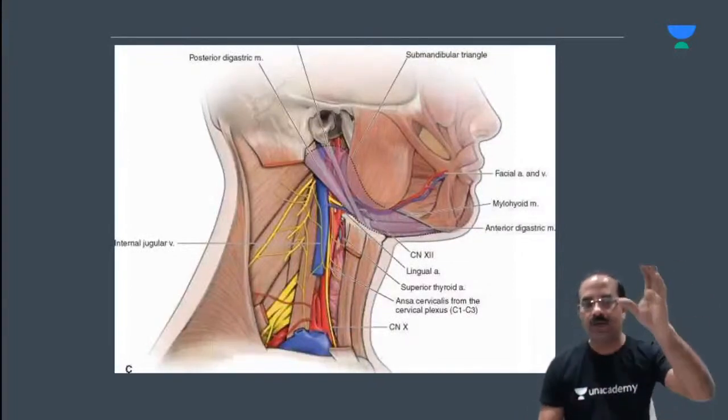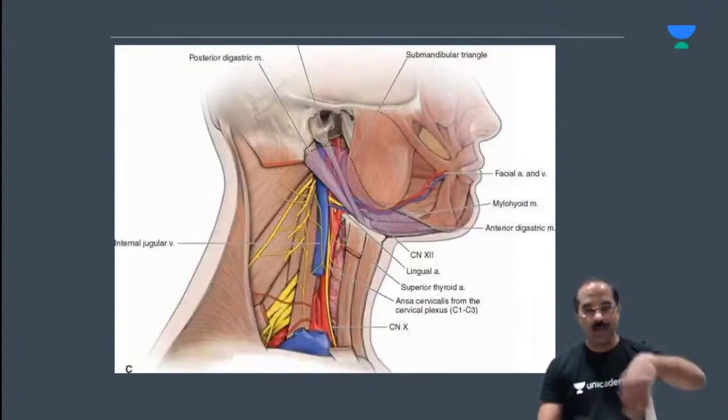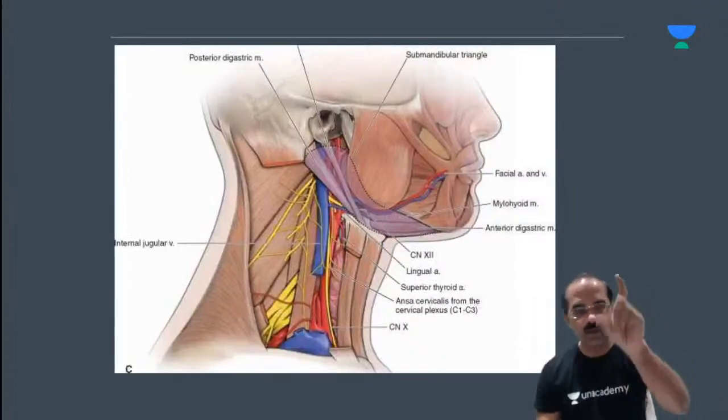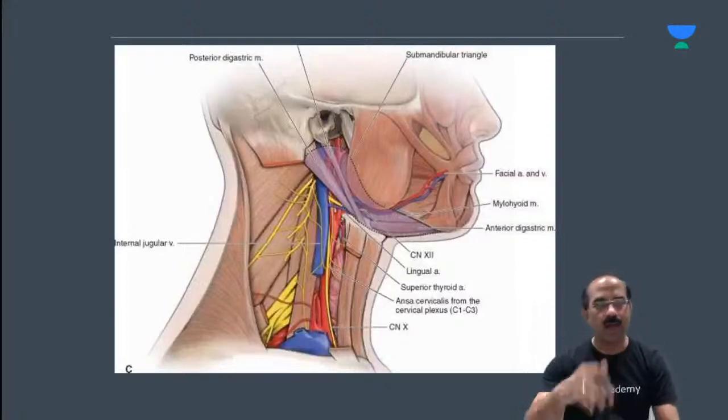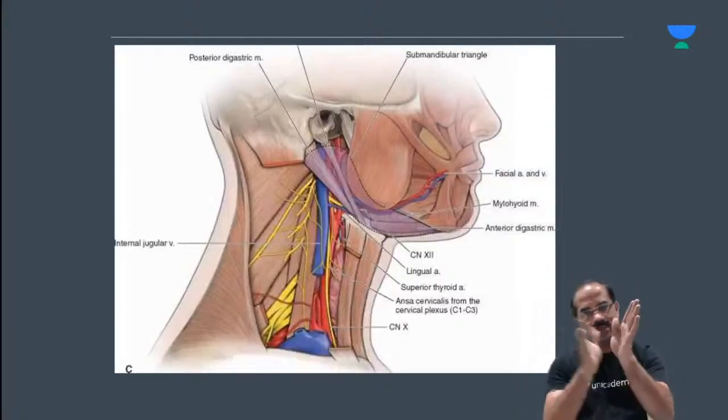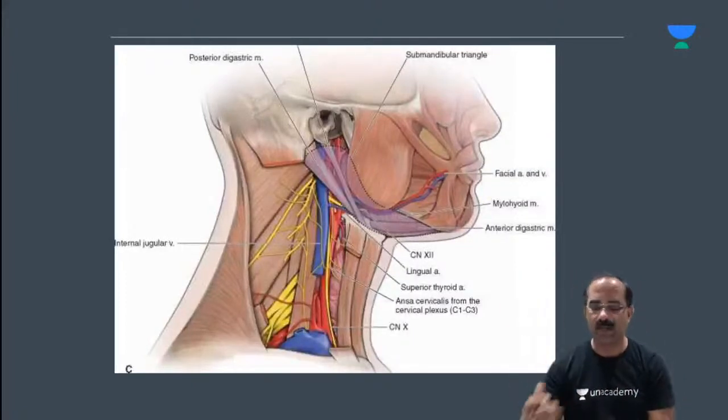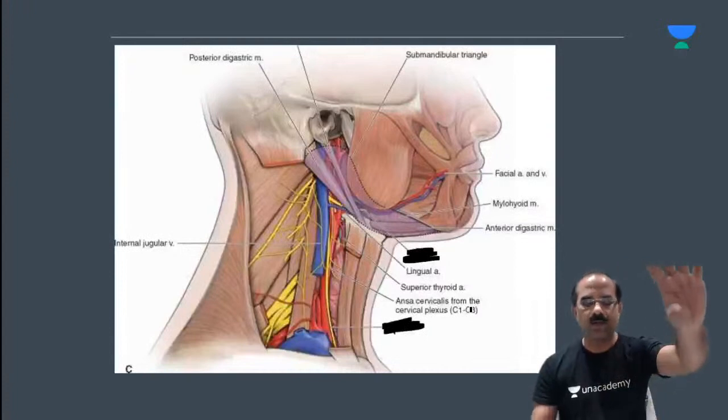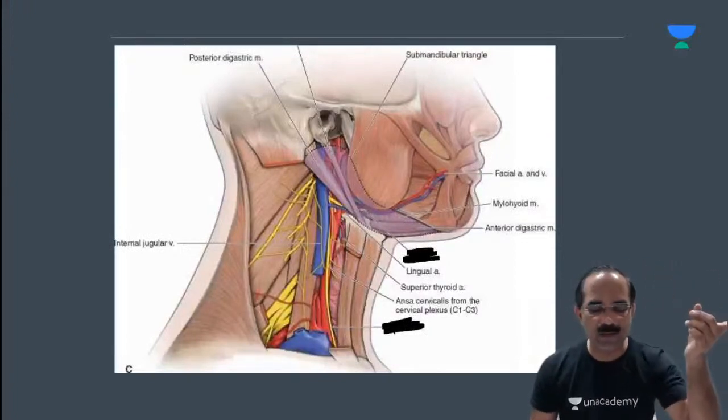And third is the common carotid and internal carotid artery. The external carotid will pierce the sheath and get out. So common and internal carotid artery. Is this clear? Contents of carotid sheath, clear hai?